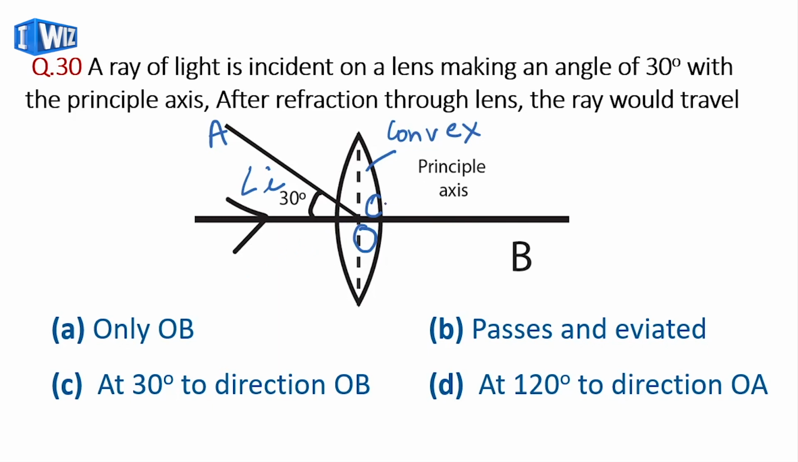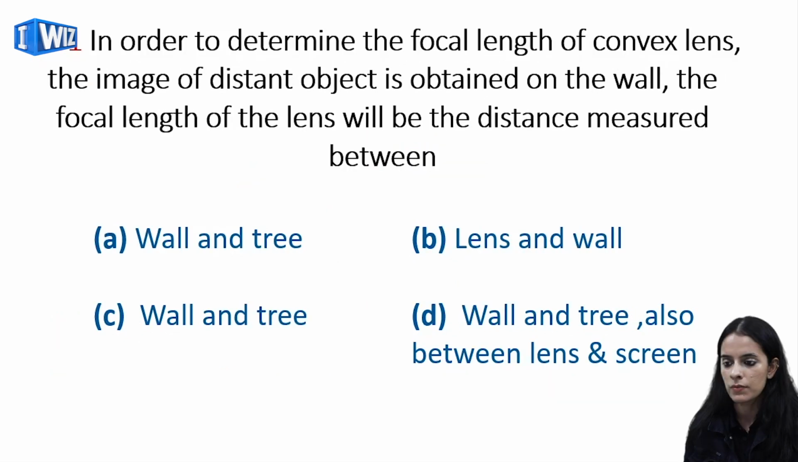So we know that when a ray of light is passing through the optical center, it will go undeviated. It will go like this. So what's the right option? This one, B option. In case of both lenses, whether it's a convex lens or a concave lens, when a ray of light passes through the optical center, it will go undeviated. Next.